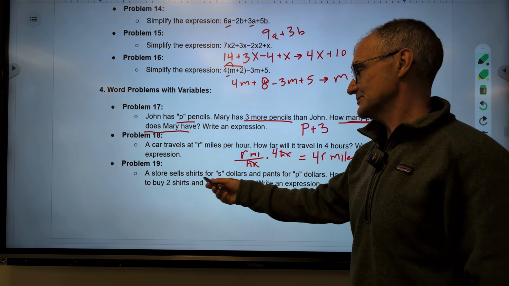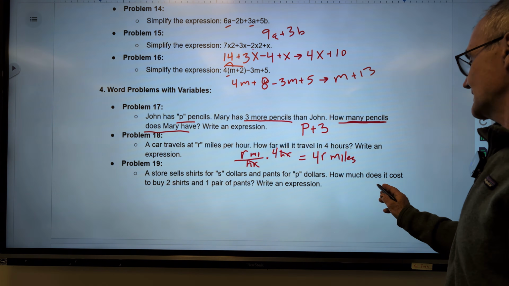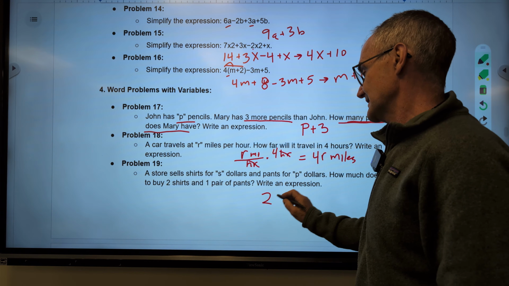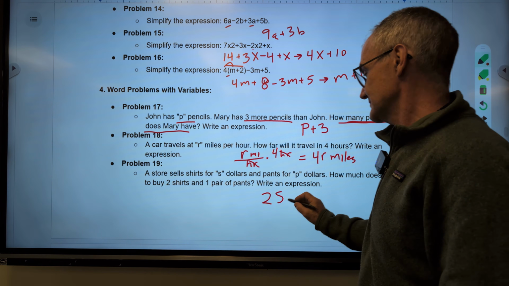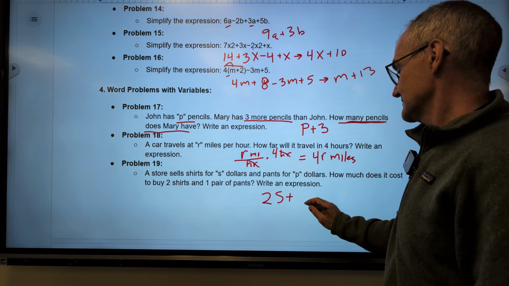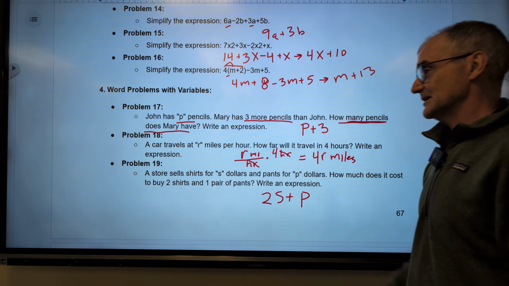Last one here, a store sells shirts for S dollars and pants for P dollars. How much does it cost to buy 2 shirts, whatever they cost, plus 1 pair of pants? So the price of the shirt times 2 plus pants.